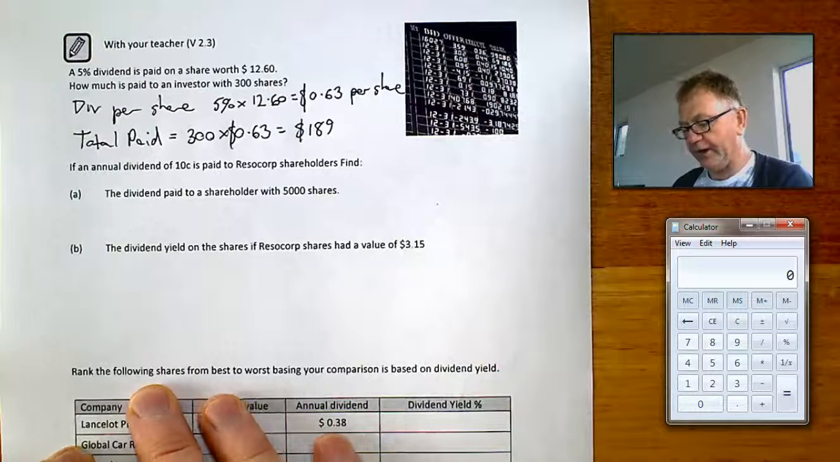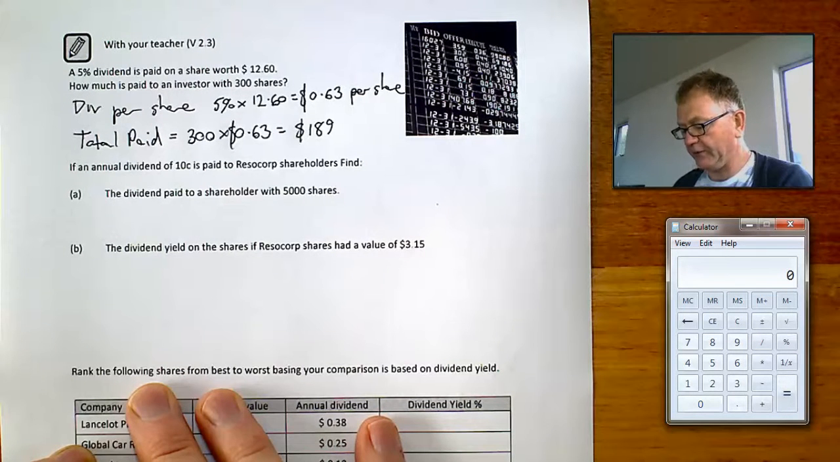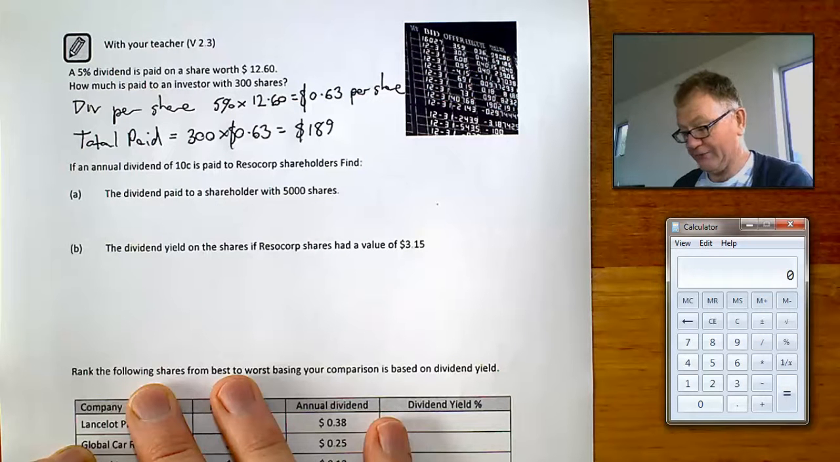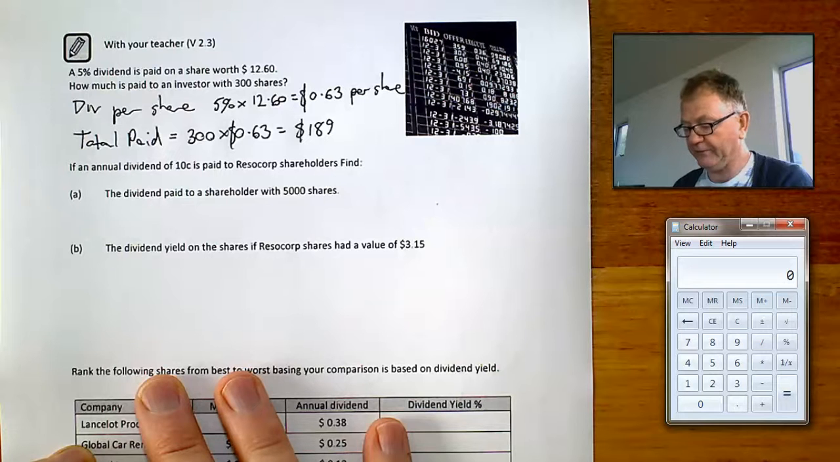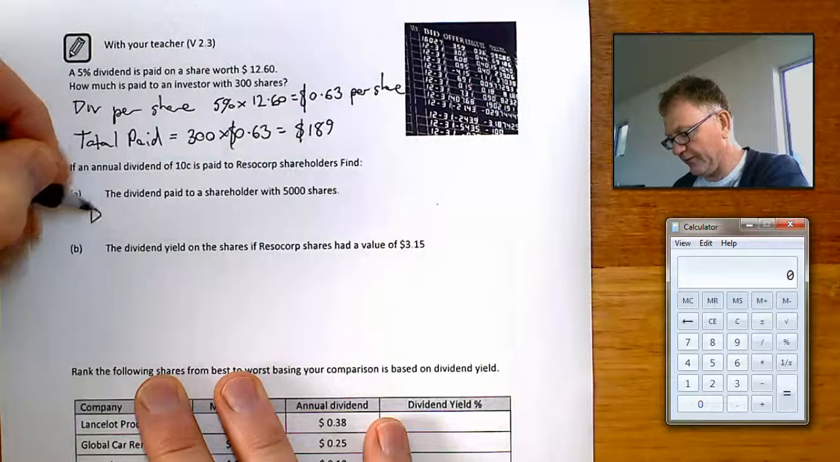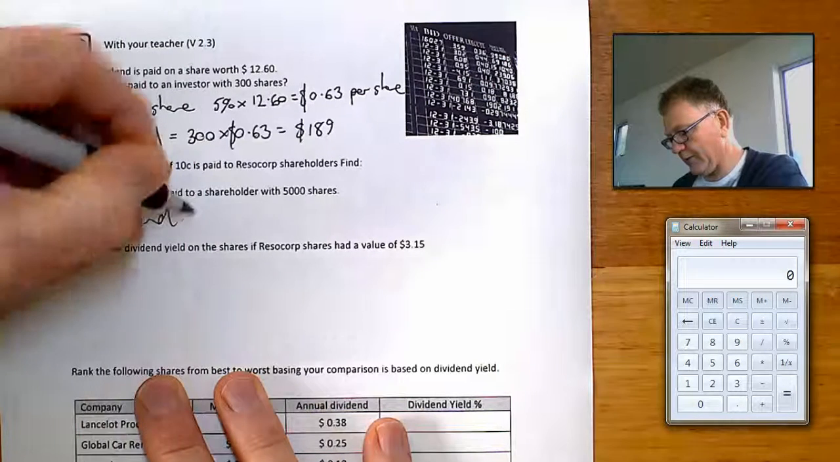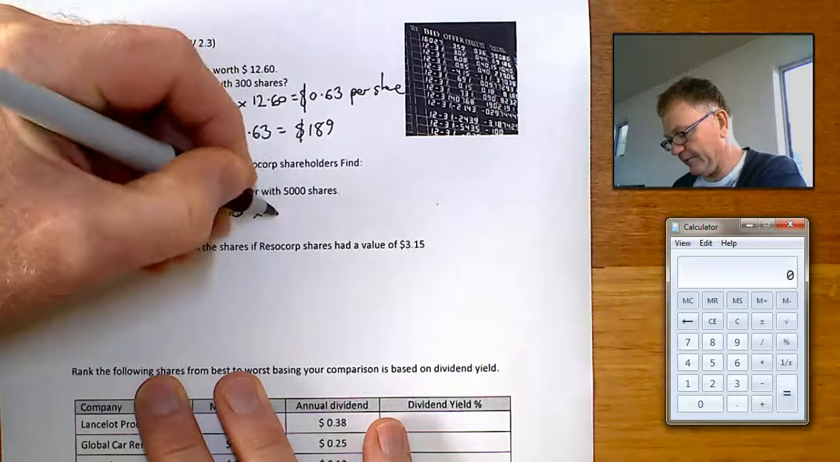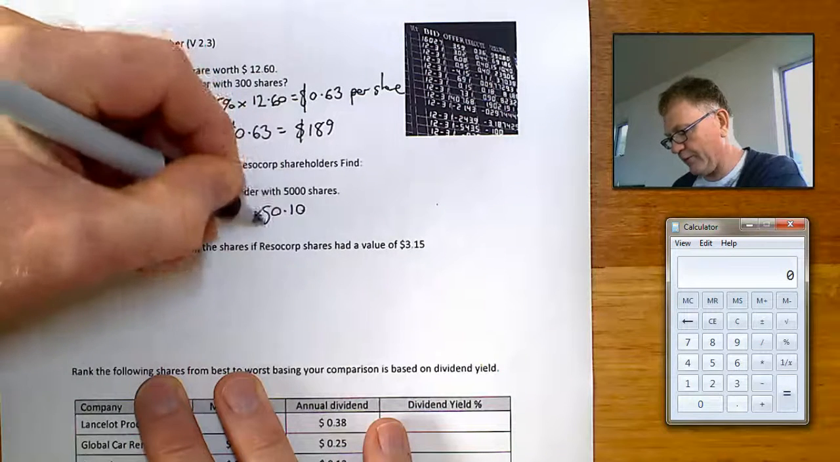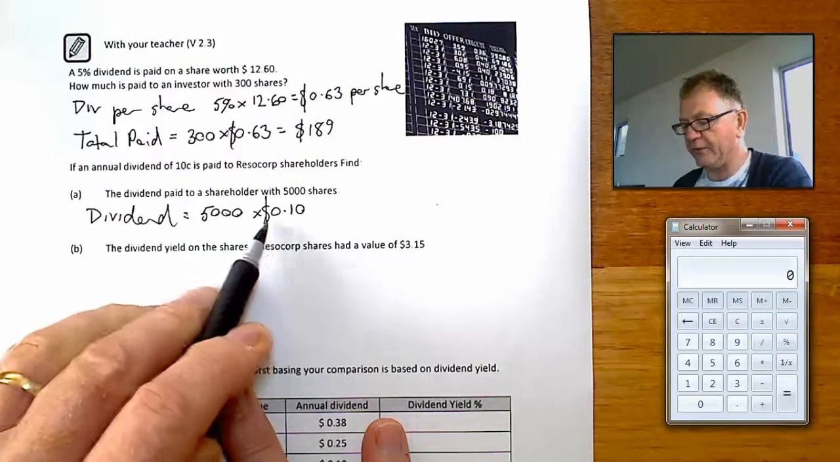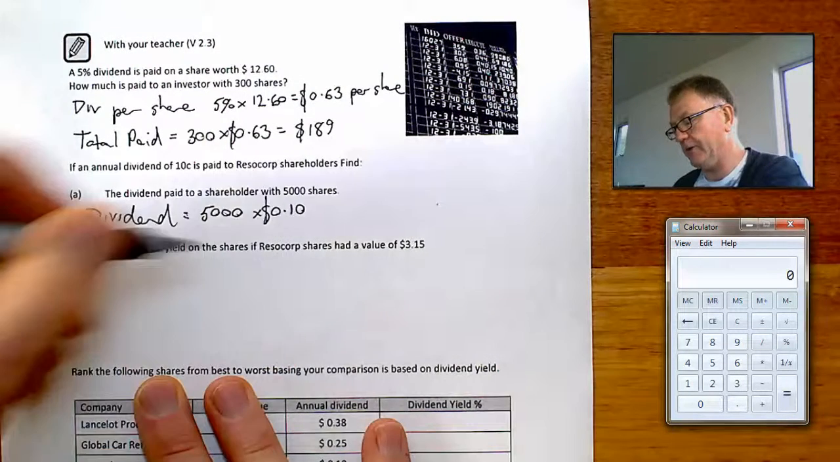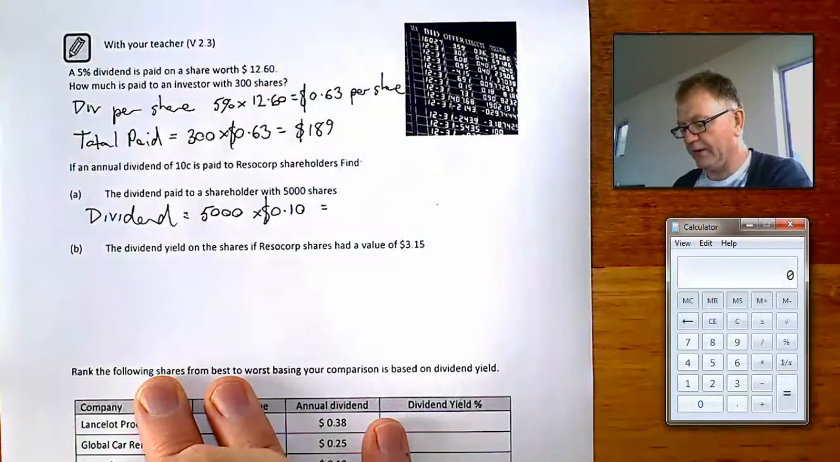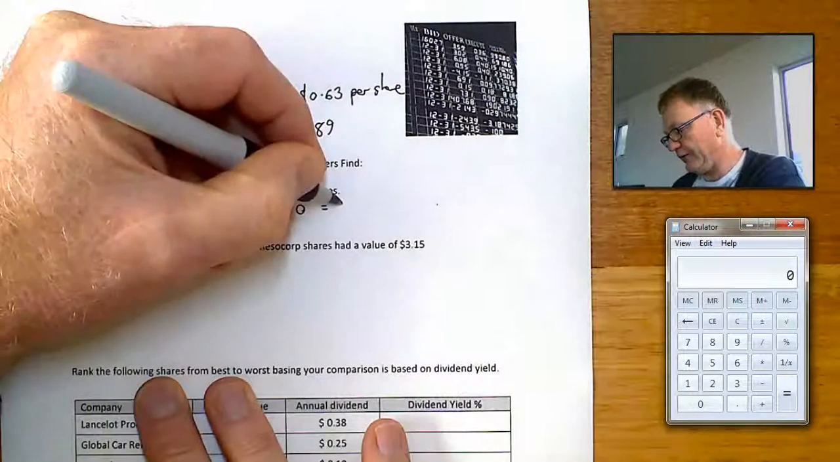Next question says that an annual dividend of 10 cents is paid to Resource Corp shareholders. We need to find the dividend paid to a shareholder who's got 5,000 shares. Well, that's 10 cents per share, so the total dividend this person will get will be 5,000 lots of 10 cents. Now be careful with the way that you write that. If I write this here, I'm writing it in dollars, so that means my answer will be in dollars. When I calculate it out, it'll come to $500.